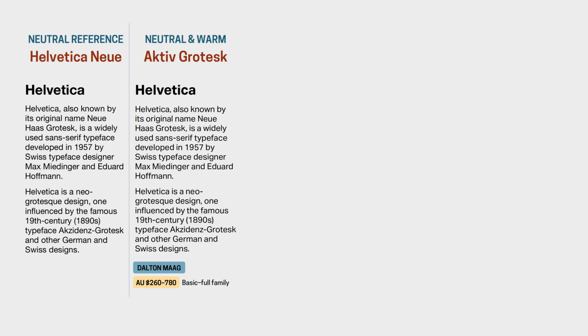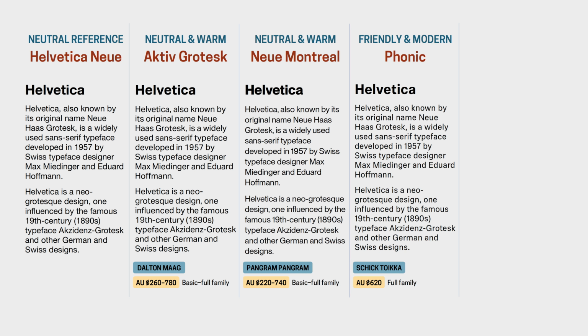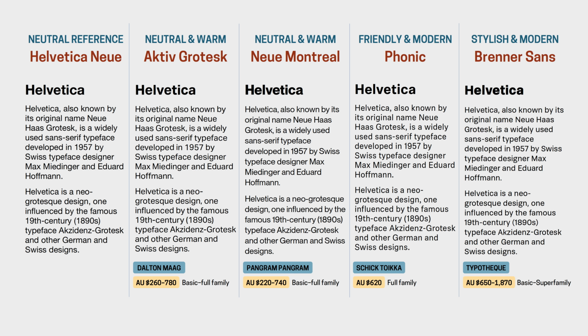If you want a font that has more personality than Helvetica, try Aktiv Grotesk. If you want a font that is neutral but slightly friendlier than Helvetica, try Neue Montreal. If you want something friendly and modern, try Phonic. And if you want something that's more stylish, try Brenner Sans. Download links to all these fonts are in the description below.